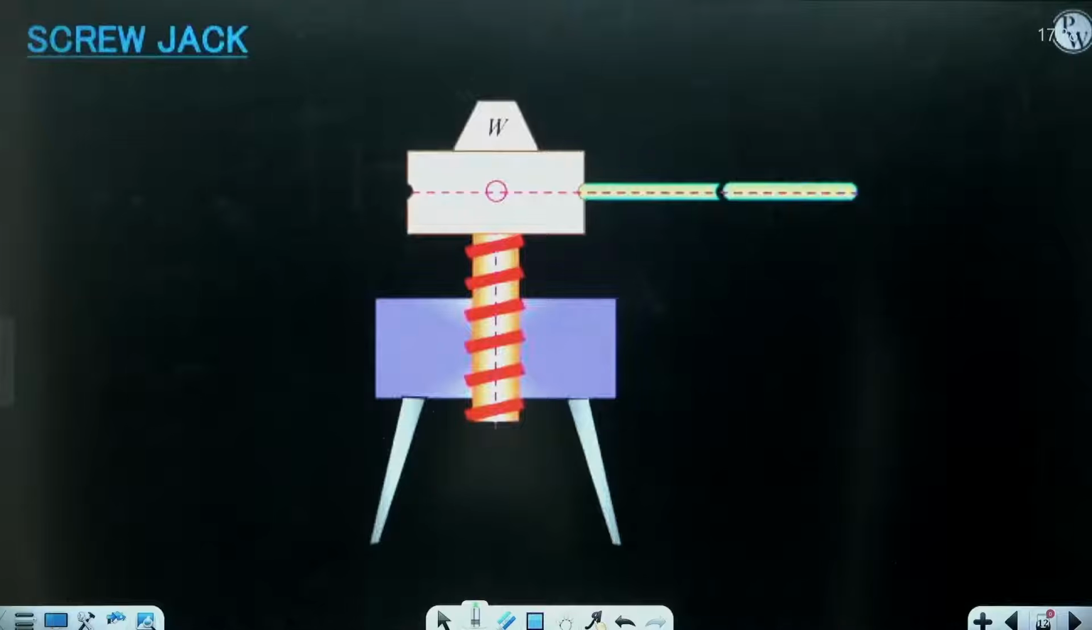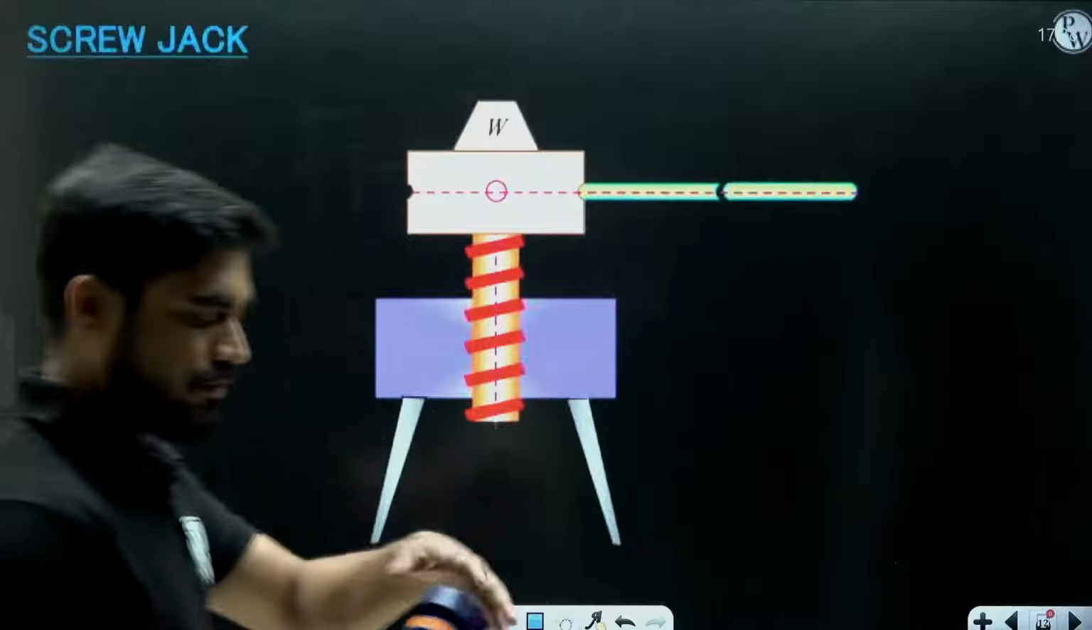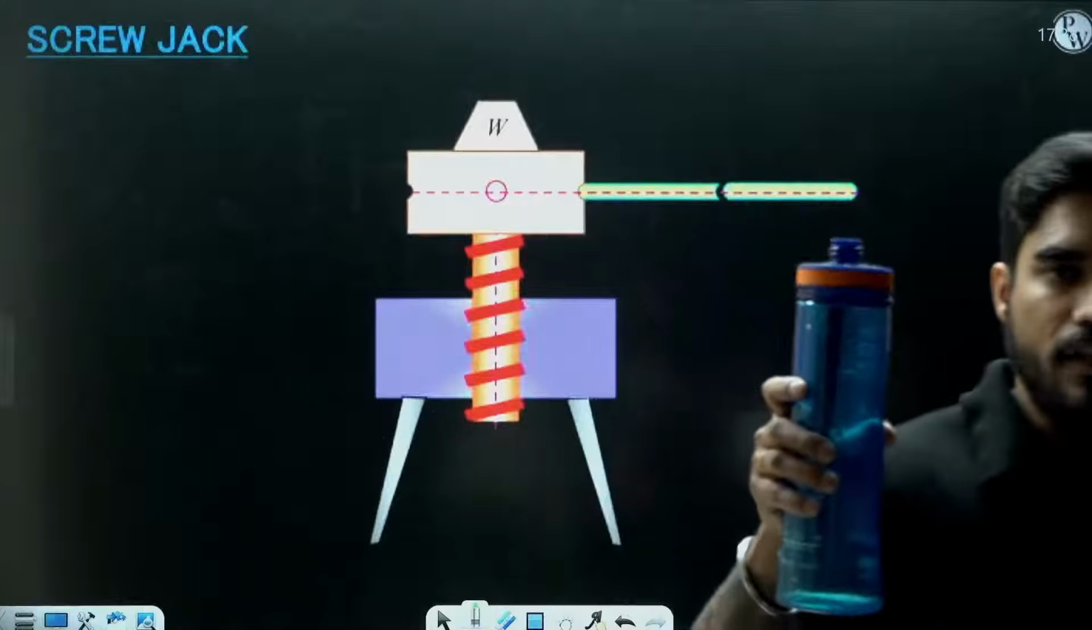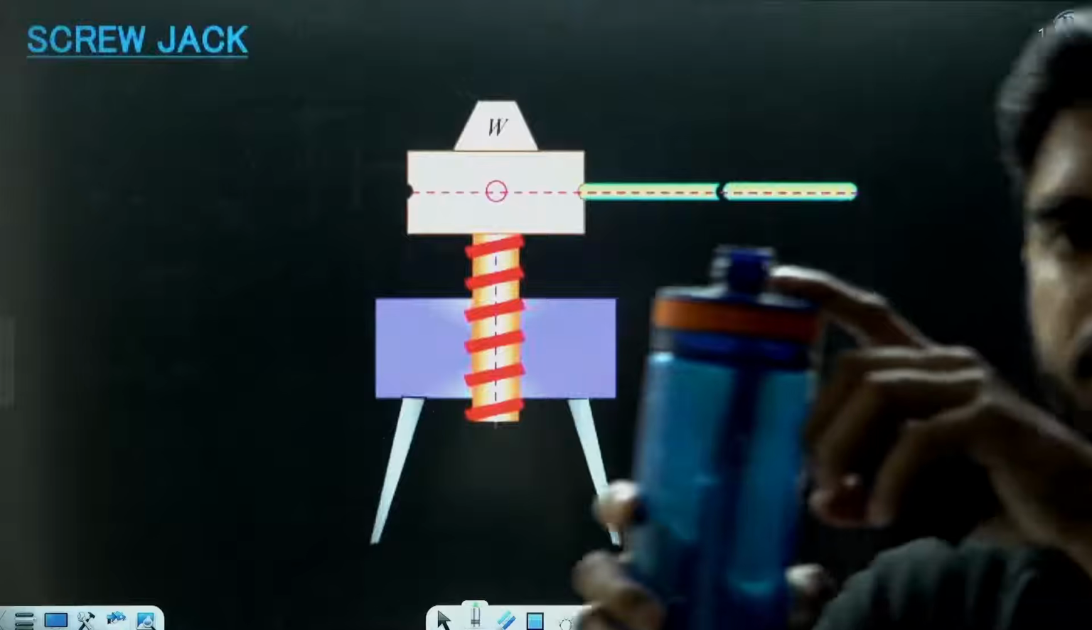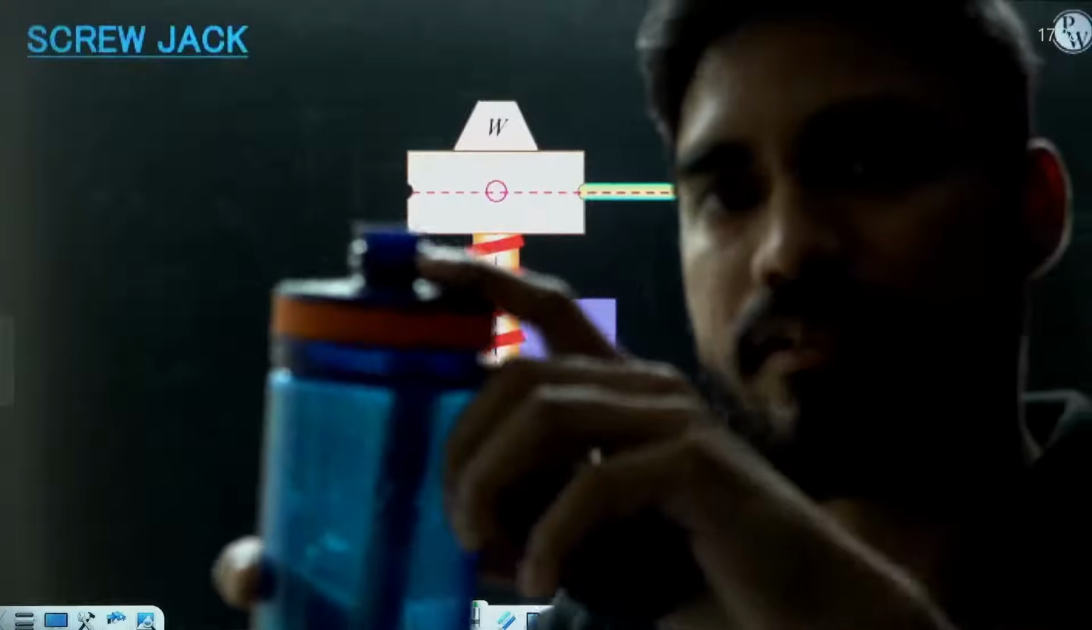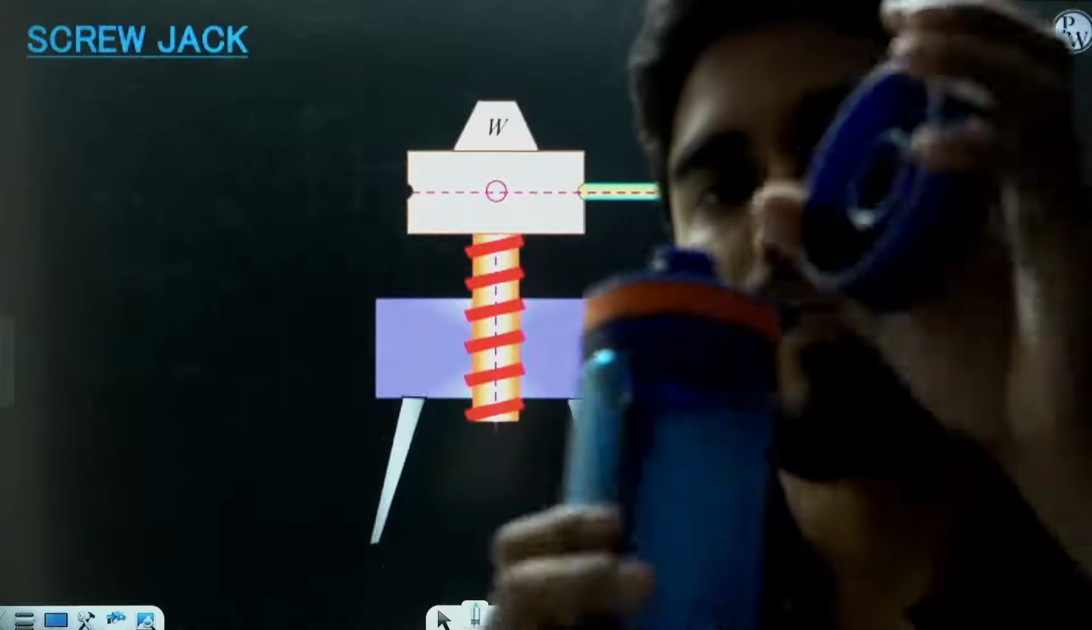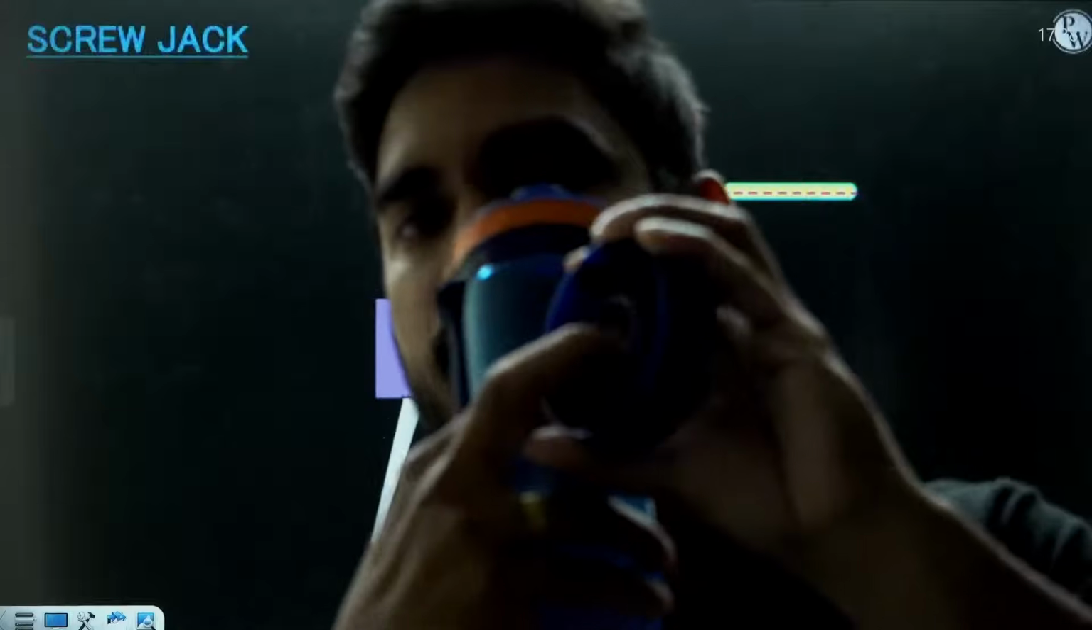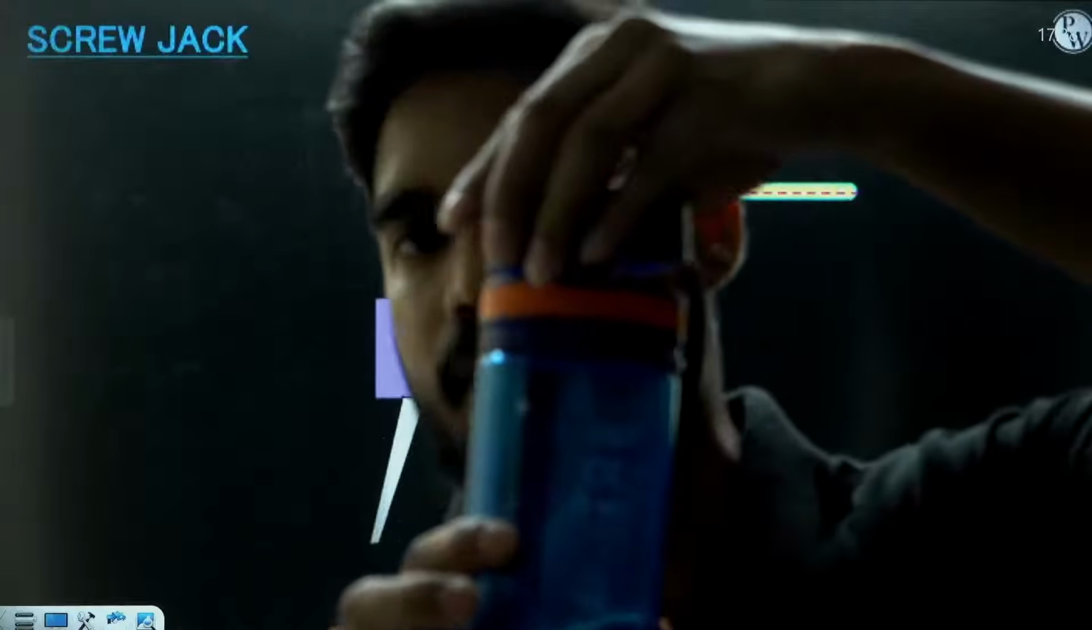Okay, here I have the bottle. So you can see that there are threads on this bottle also. These are the threads, I hope you can see. And then there are threads in the cap also. So when I put the cap on the bottle, the threads meet.